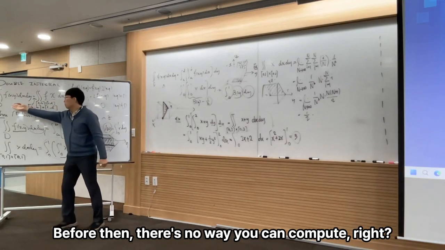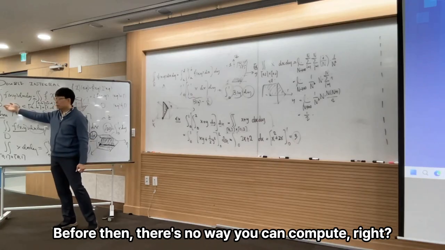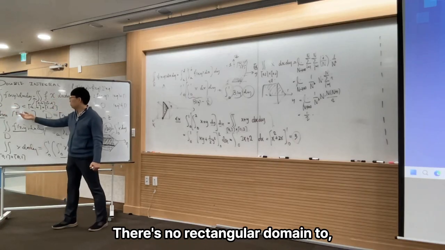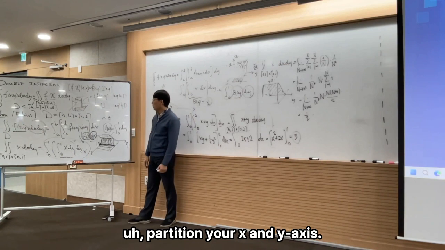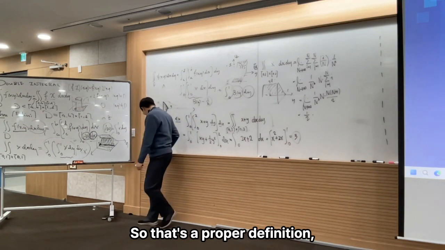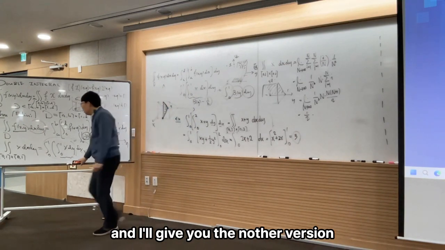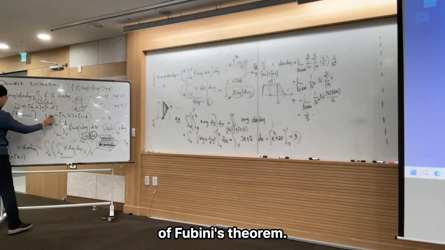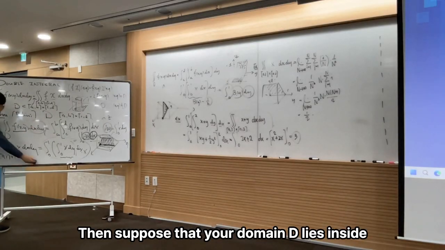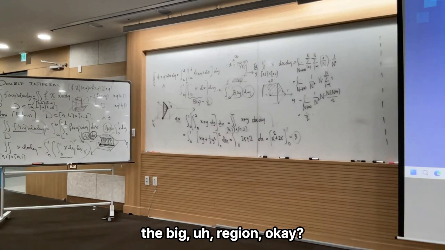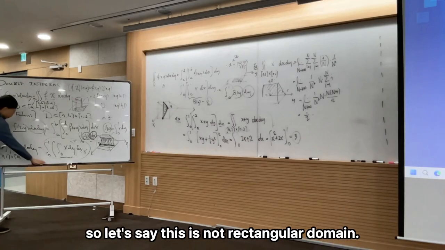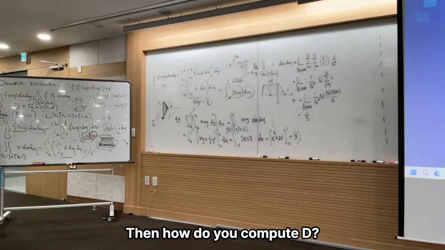Before then, there's no way you can compute it, right? There's no rectangular domain to partition your x and y axis. So that's a proper definition, and I'll give you another version of the Fubini theorem. Suppose that your domain D lies inside a big region, and it's not a rectangular domain. Then how do you compute over D?